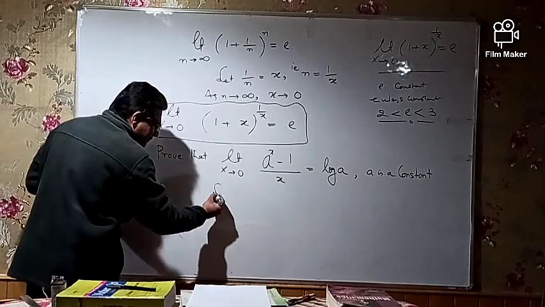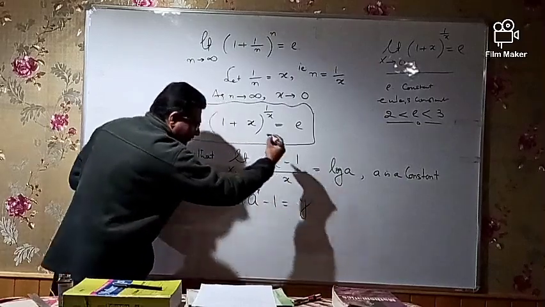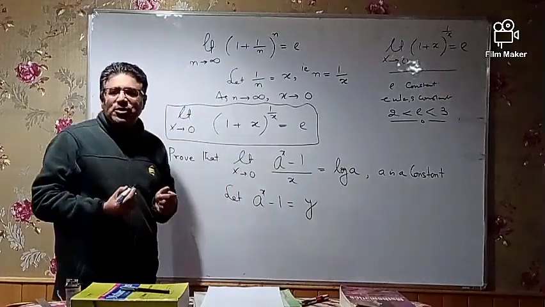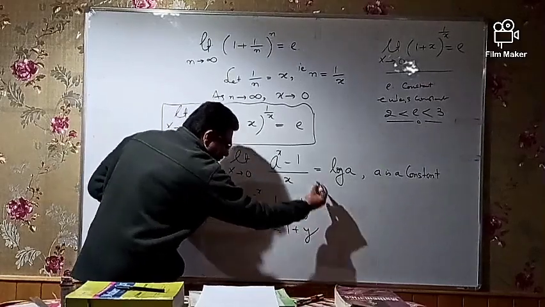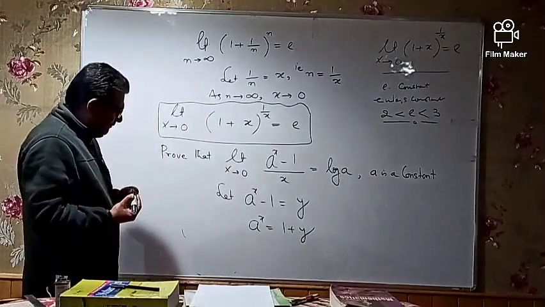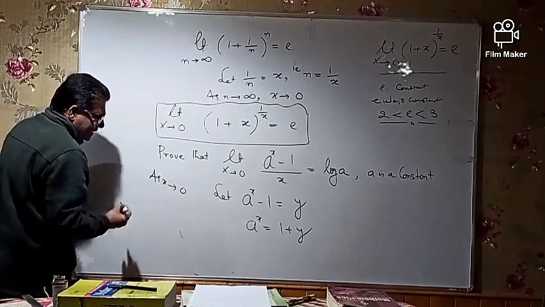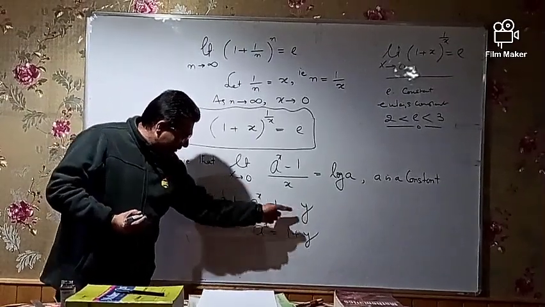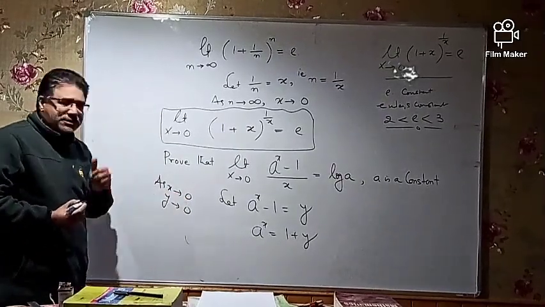What is the procedure? You let a raised power x minus 1 be equal to say y. You call it y. In the numerator, it is a raised power x minus 1, you put it equal to y. That means a raised power x is equal to 1 plus y. Now have a look again. You change the limit as x tends to 0. When you put x as 0, anything raised power 0 is 1, so 1 minus 1 will be 0, so y will go to 0. That means as x will go to 0, y will also go to 0.